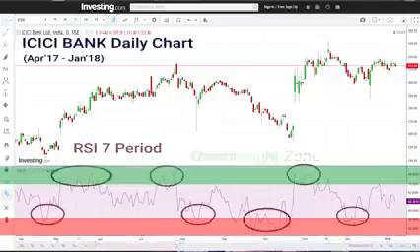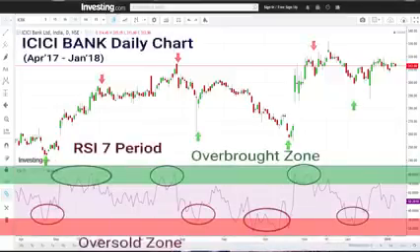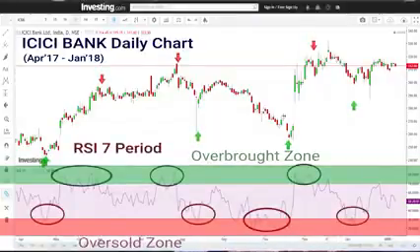Normally, when a stock or a financial instrument has its RSI value above 70, it is said to be in the overbought region, and when the value is below 30, it is considered to be in the oversold region.